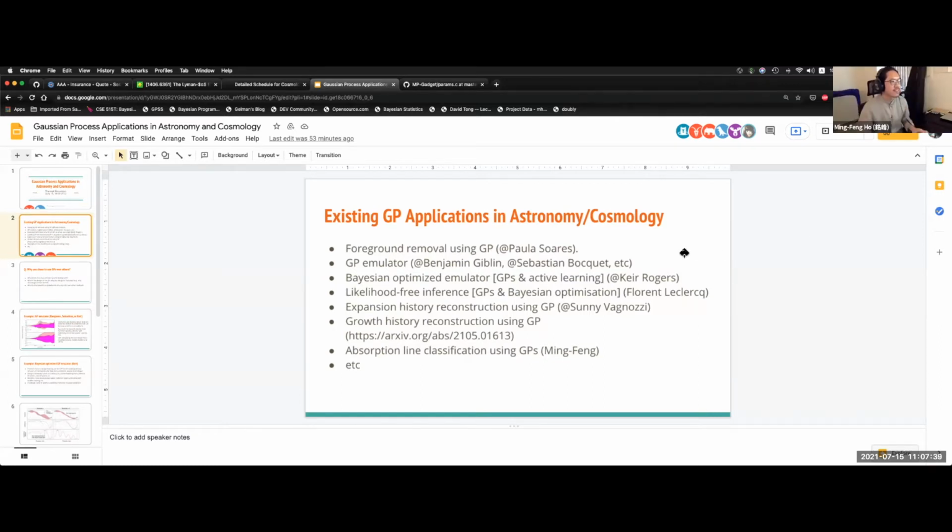I've seen people using GPs for foreground removal, like a talk in this conference. Paula gave a talk about using GP to remove the foreground for the intensity mapping experiment. And then the second application I've seen a lot is the GP emulator, which later on Benjamin, Sebastian, or Keir can add on to. And also Bayesian optimization, likelihood-free inference, or expansion history reconstruction, and so on. There are lots of applications here.